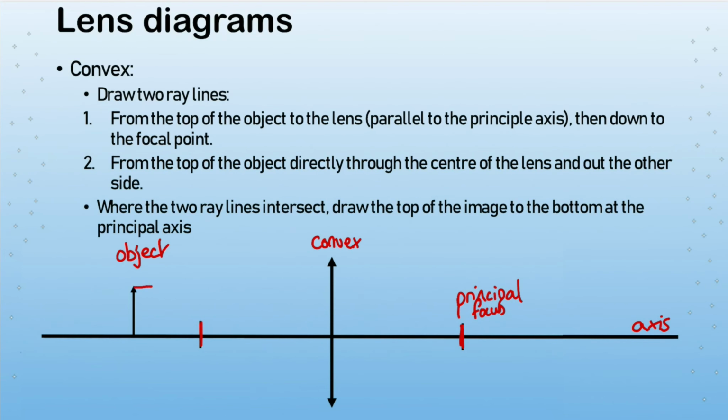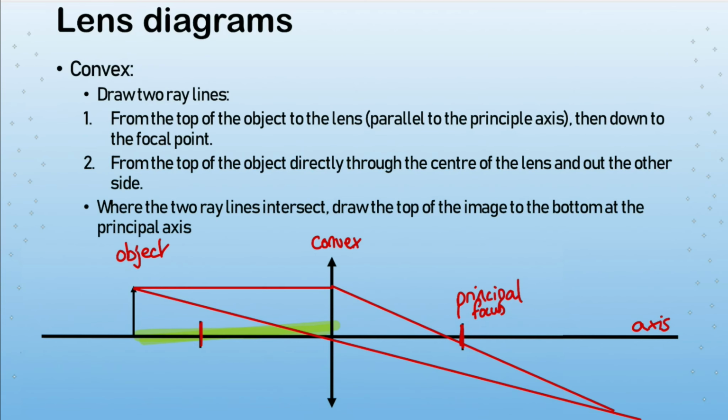So you're drawing it from the top of the object right to the lens, parallel to this line. And then once you've drawn it to the lens, it needs to then go through the principal focus, through the focal point, going right at the other side. My line there isn't perfect, but you get the idea. The second line that you need to then do is going directly from the top of the object all the way through the center of the lens.